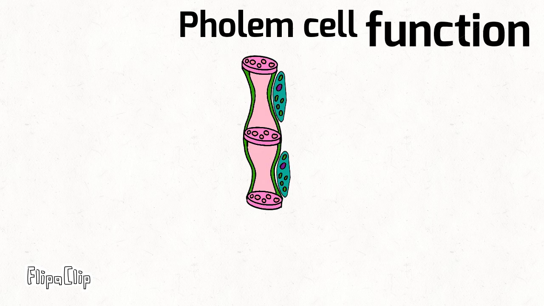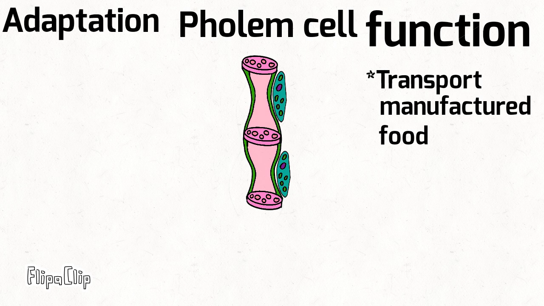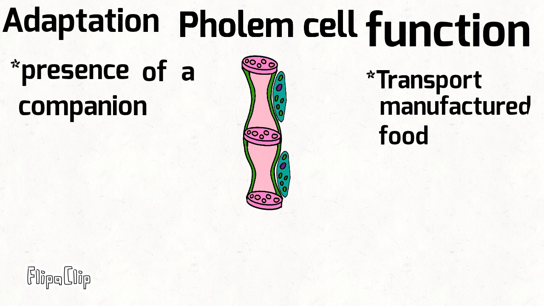Next is the phloem cell. Its function is to transport manufactured food from one part of the cell to another. They have the presence of a companion cell which supplies it with enzyme for ATP, also known as active transport.